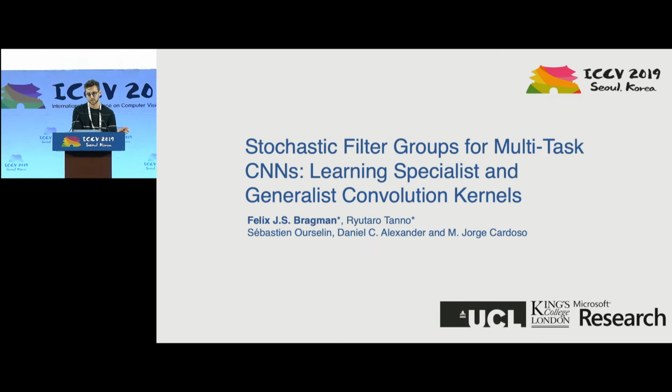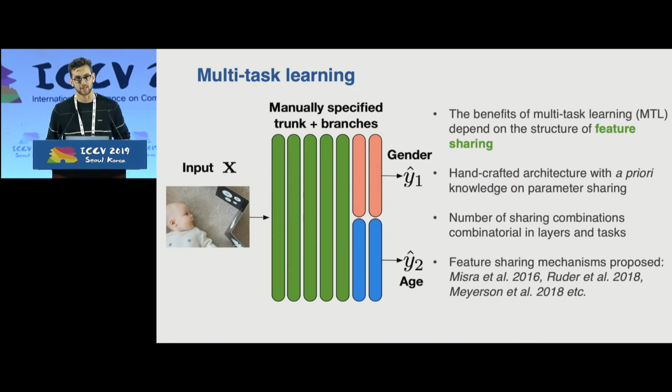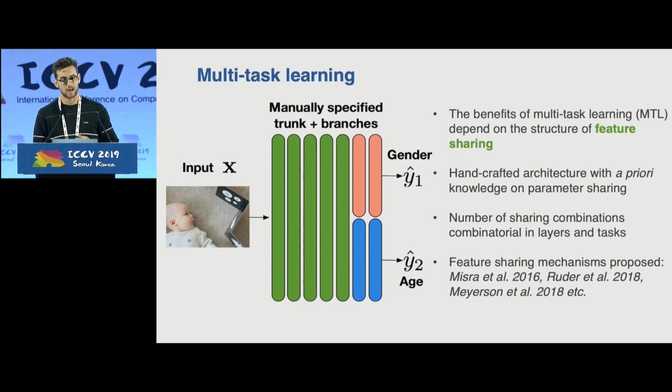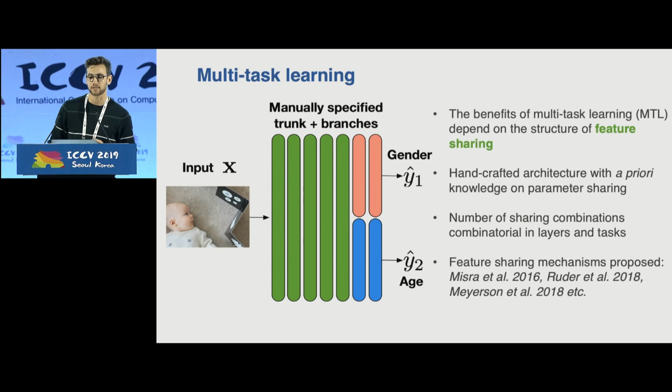Hi, I'm going to present the concept of stochastic filter groups for multitask learning. Multitask learning is successful due to its ability to learn representations that generalize well across tasks. However, this benefit is dependent on the nature of feature sharing and the network architecture.